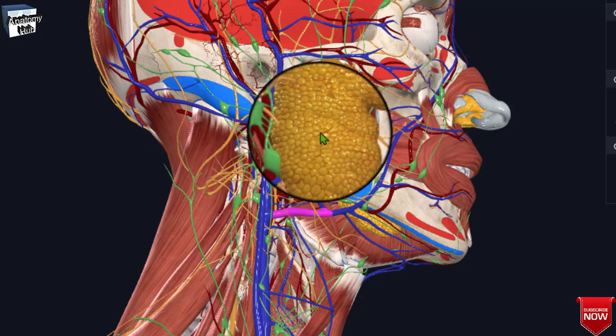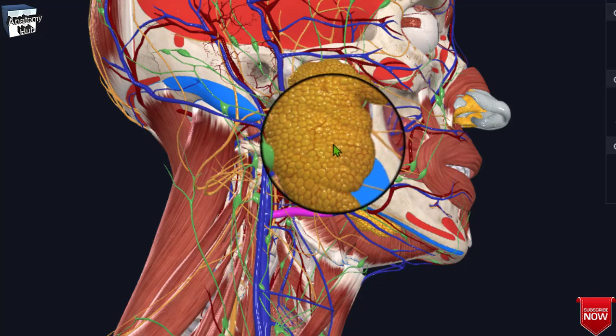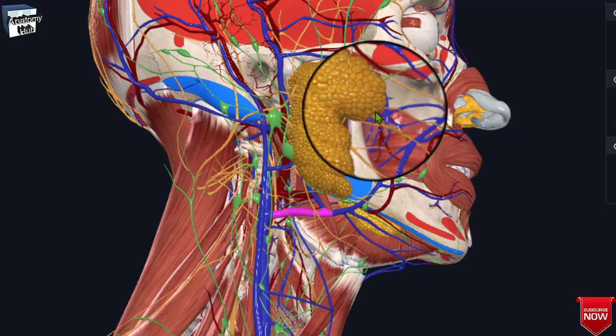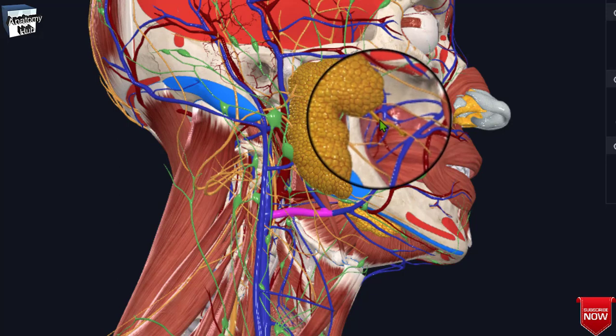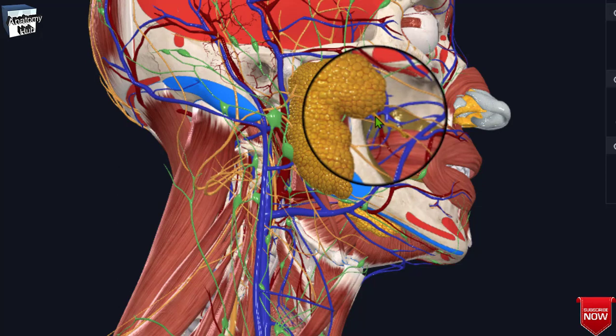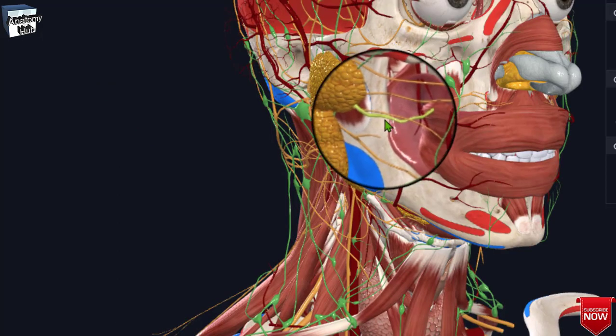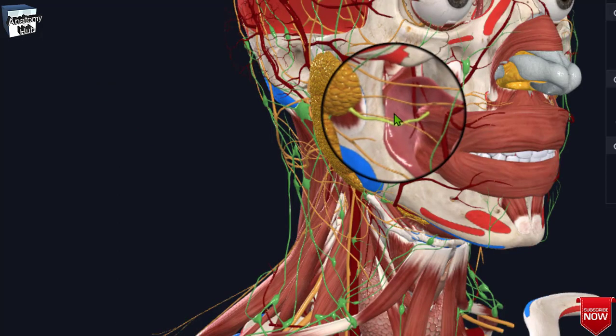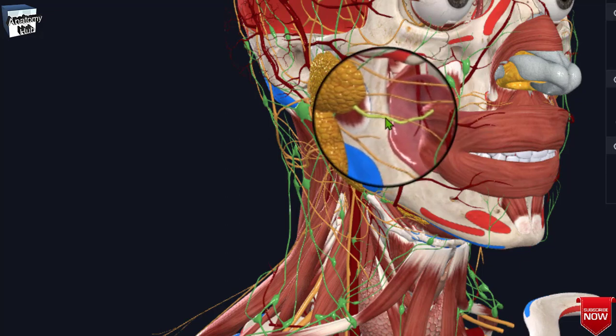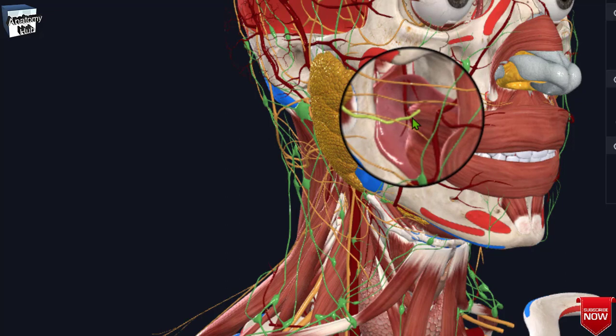This parotid gland is an exocrine gland, so you will find a duct over here. This duct that you can see, the parotid duct, is also known as Stenson's duct, that you can see visible in green.